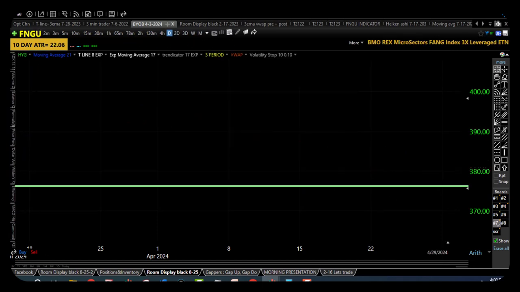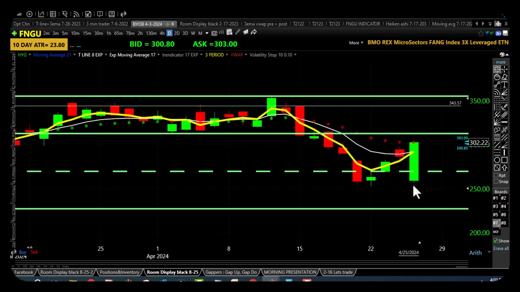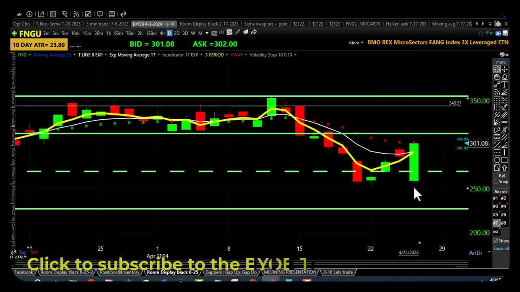FNGU, wow, what a day for that. So what do we got here? We got an outside day for FNGU. Lower low, higher high, closing over the bullish cross, under the 17 EMA. There's FNGU. Looks like it's going to pop over there.